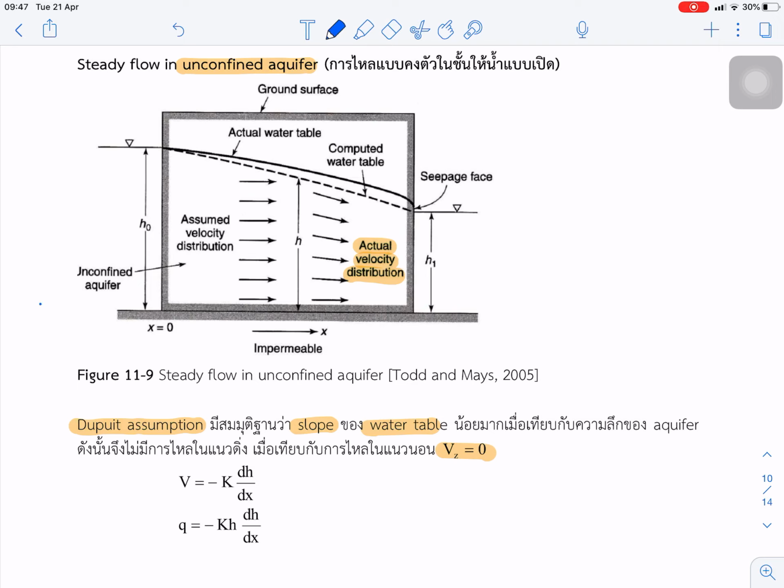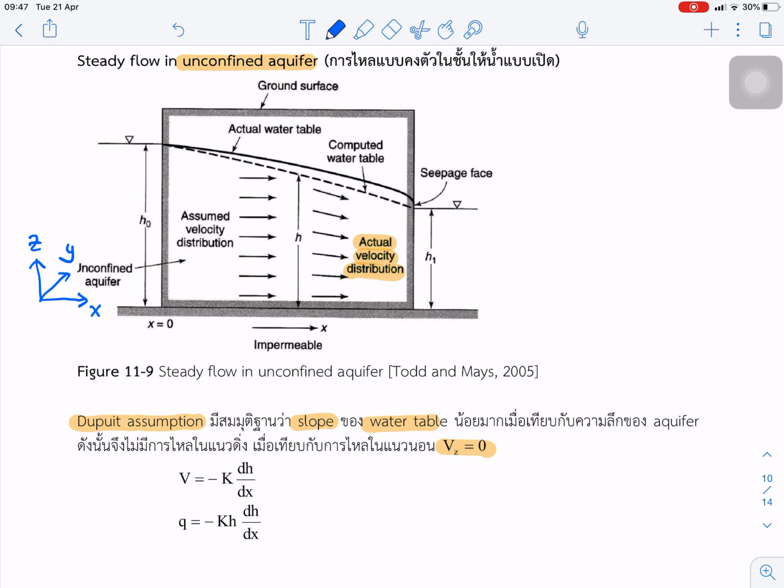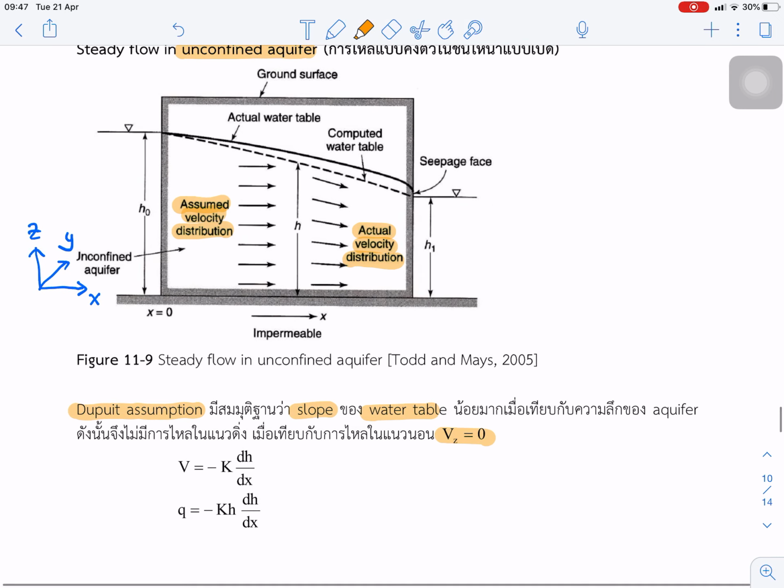So in this case it means Vx, there is no flow in the vertical direction Vz, so the flow is in the x direction only. So this is the assumed velocity distribution here. And this area is h. Okay, so we can estimate the flow passing through at any x.